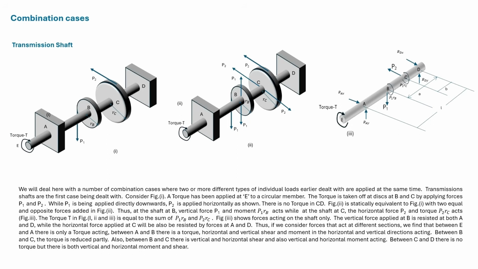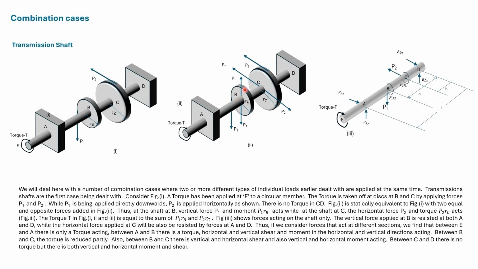I've dealt with combination cases before. Here we deal with a few more of them. We look at a shaft subjected to both torque and moment. A torque here is applied at E. There are forces acting P1 and P2, and there's no torque in between C and D. In this diagram, we have added two equal and opposite forces acting at B and C.